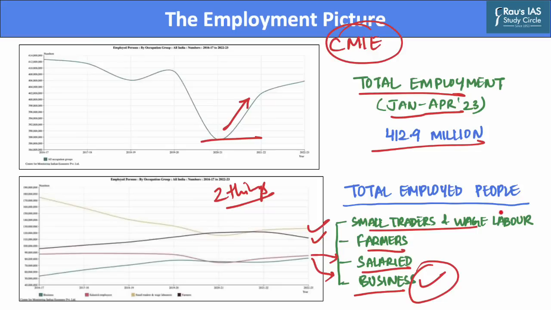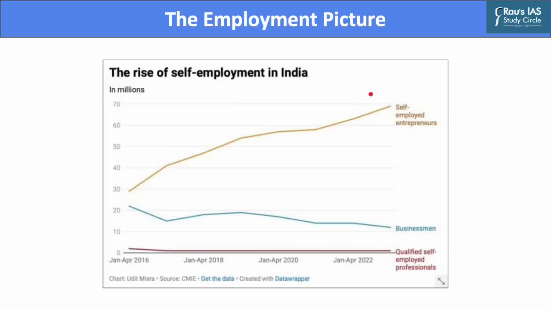However, all other three categories still remain below the pre-pandemic level. Now, let us take a detailed examination of data that deals with people who are employed in the business category. Let us deal with this data in the next slide. Now, there are three subcategories for those people who are considered among the business class.